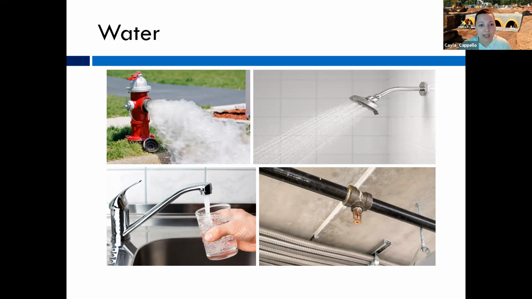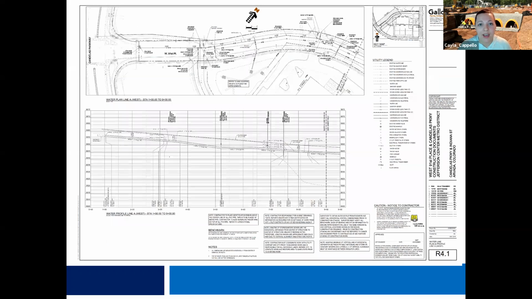If we go to the next slide, this is an example of how we as civil engineers would design and detail out what the water utilities and main lines for a site would look like. This is a plan and profile view of a water main running through a street, which is ultimately being put in for a grocery store.